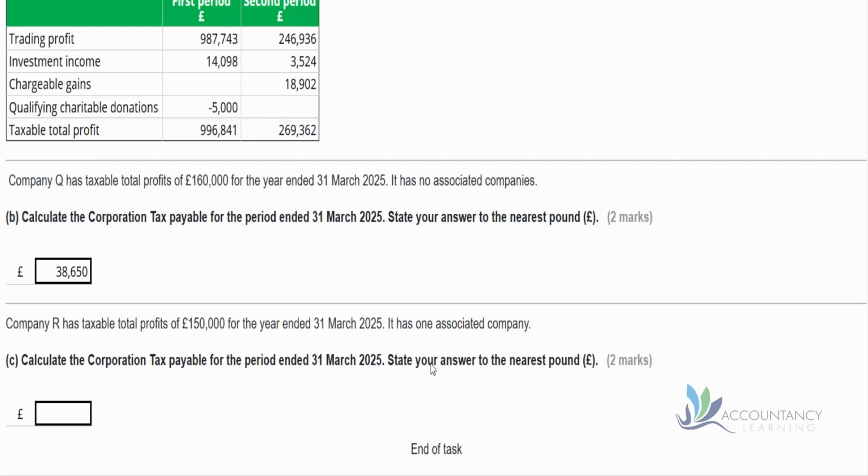Okay, let's have a look at the next question now, which does have an associated company, so we can see how that works. Company R has taxable profits of 150,000 for the year ended 31st of March 2025. It's got one associated company. So again, calculate the corporation tax payable for the period.